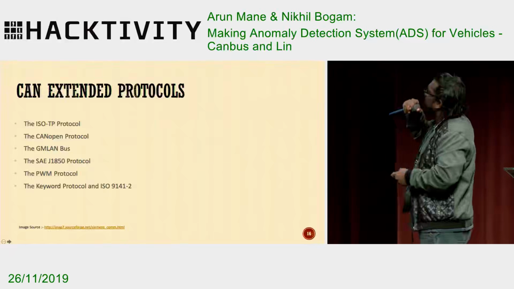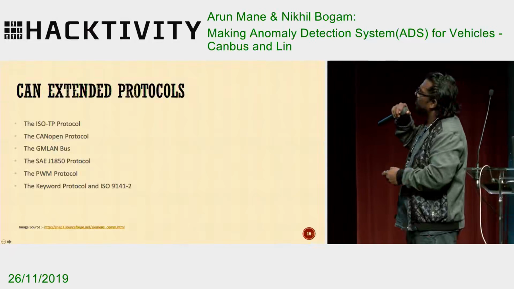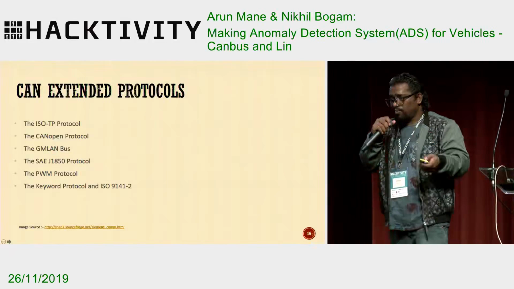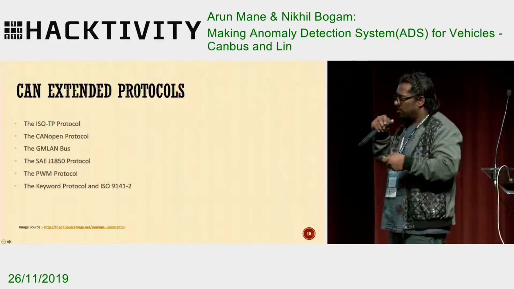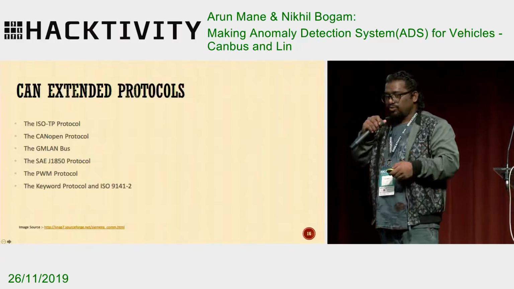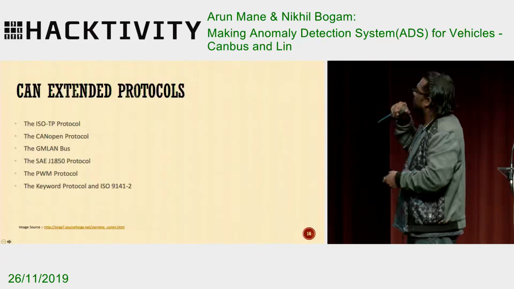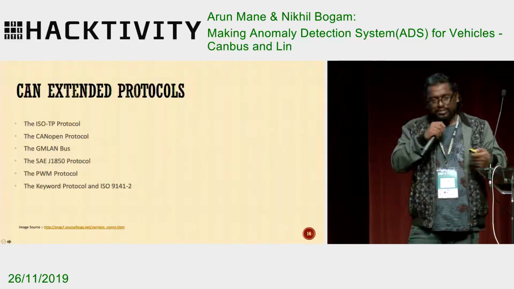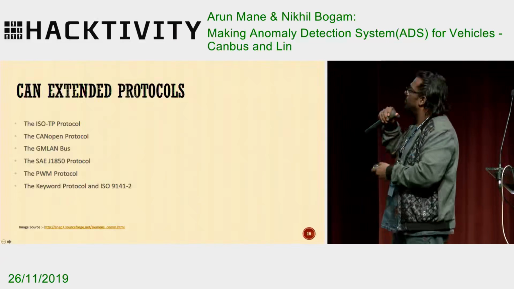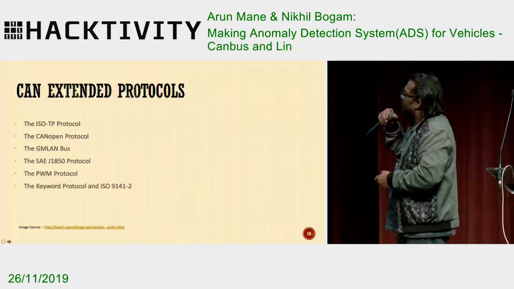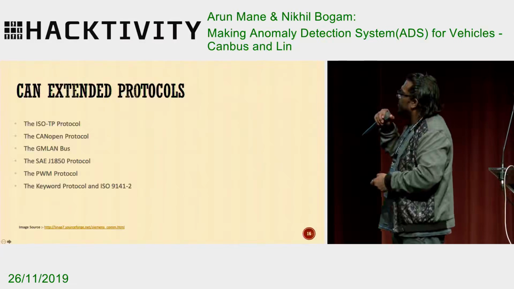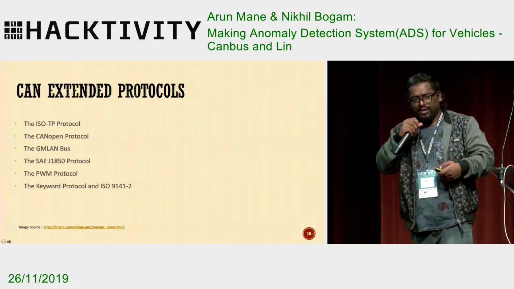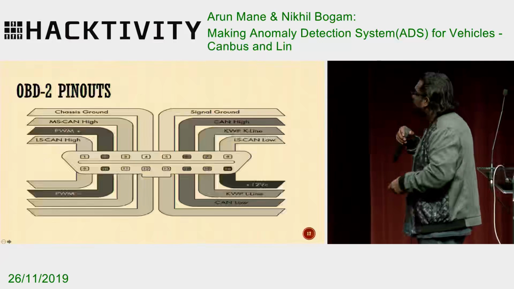There are also CAN extended protocols, some of them ISO-TP, which are transport protocols. CANopen is another kind of open-source CAN bus protocol. You can see it in different automation sectors, industrial control systems, and in robotics as well; some cameras use the CANopen protocol. GMLAN is a proprietary protocol from General Motors. Then there are SAE J1850 PWM, keyword protocol, and ISO 9141. These are different protocols which are again extensions of the CAN bus protocol.